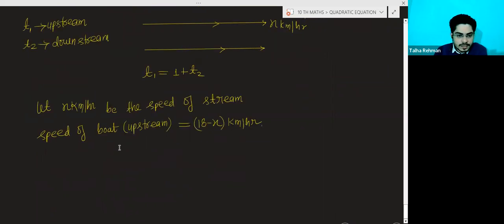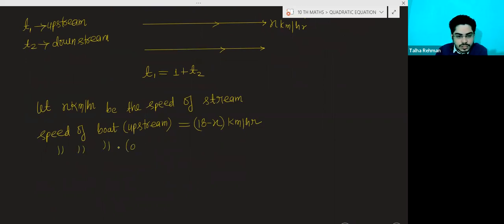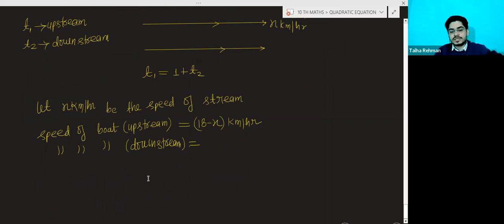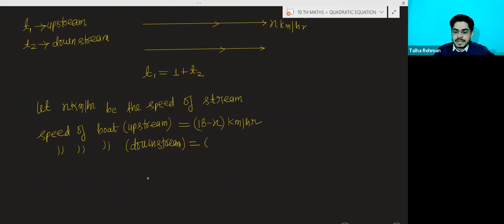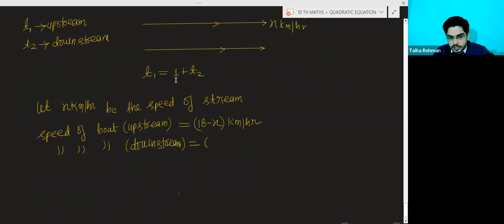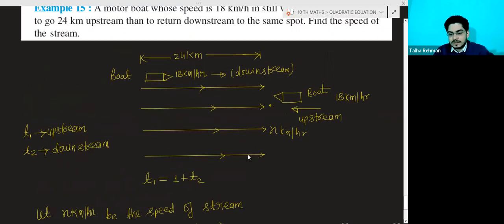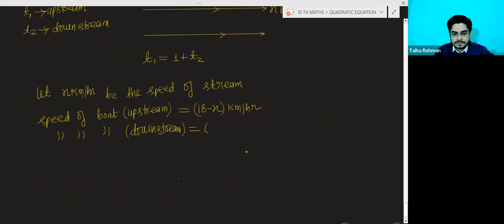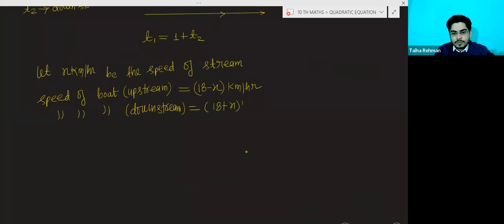Now, speed of boat downstream. Downstream means the boat is moving in the same direction as the stream. So the speed will be 18, the speed of the boat, plus x. 18 plus x kilometer per hour.